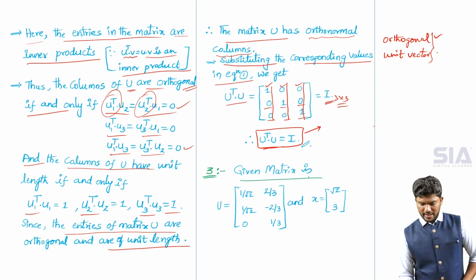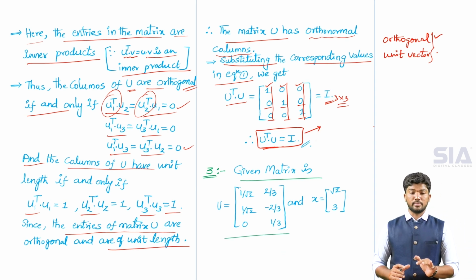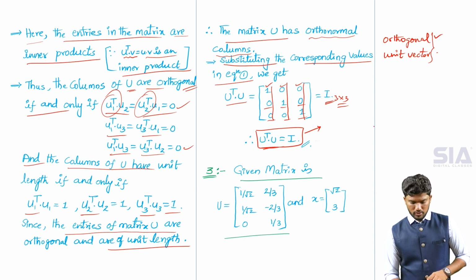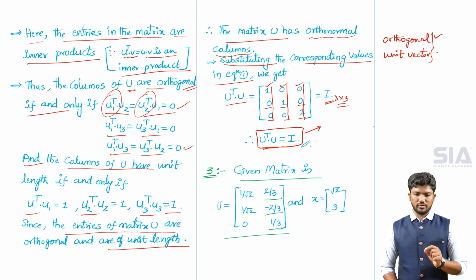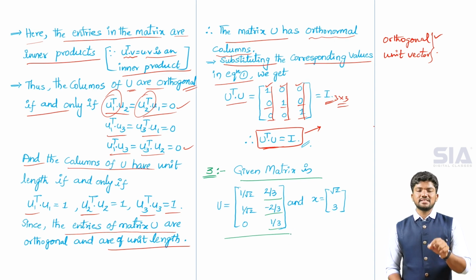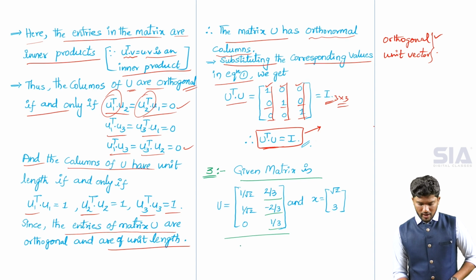Here the given matrix is capital U equal to 1 by root 2, 1 by root 2, and 2 by 3, minus 2 by 3, 1 by 3. Here you can observe carefully, this capital U has orthonormal columns. First of all we have to check that condition. Orthonormal columns.